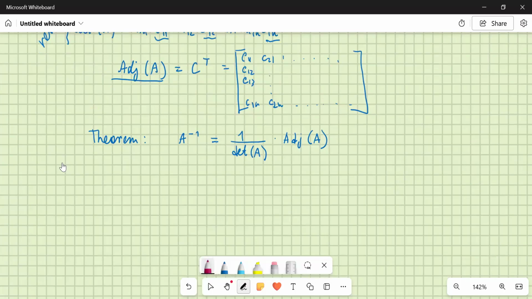And I will ask you to memorize this formula. That's method number 2 of finding inverse. You will need to know this. I'm going to do the check for a 2 by 2. So let's see how this formula is going to work for matrix 2 by 2.